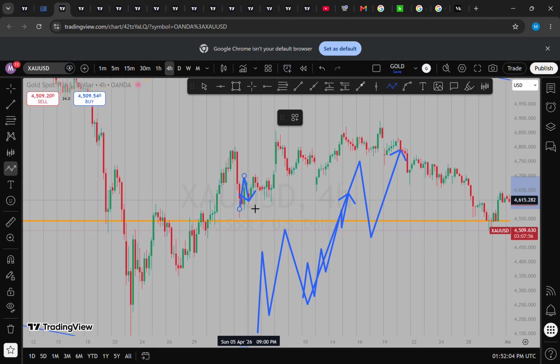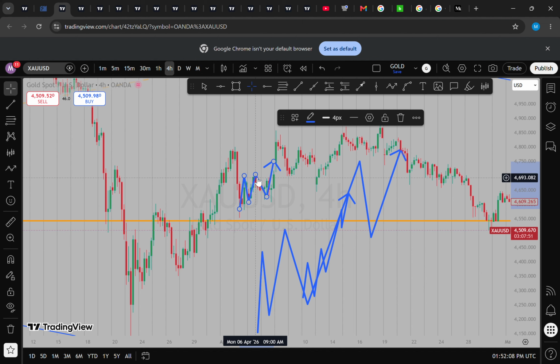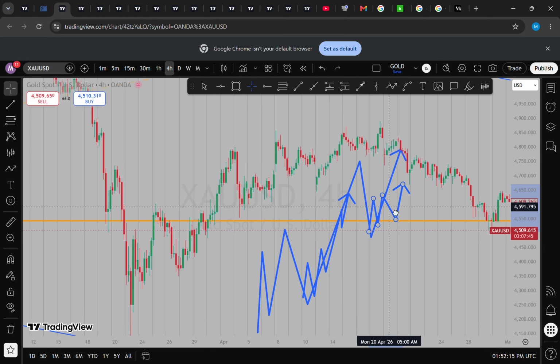Here in this form, you see, it's a minor structure. Okay, it's a minor structure. Can you see it? It's a minor structure. So we have all of this.